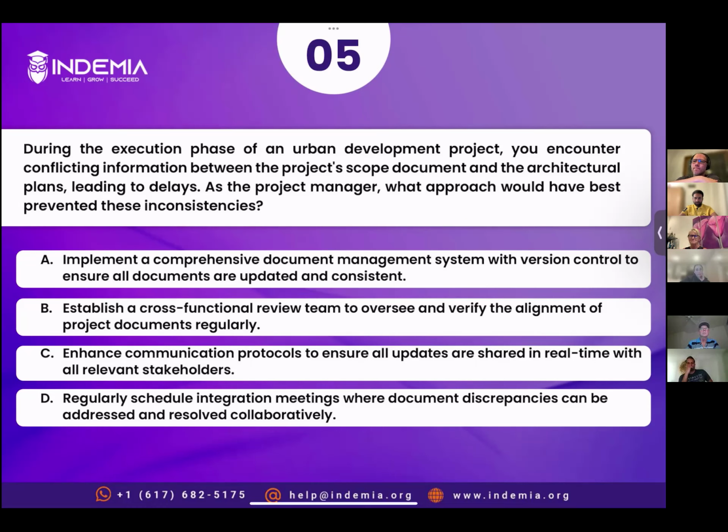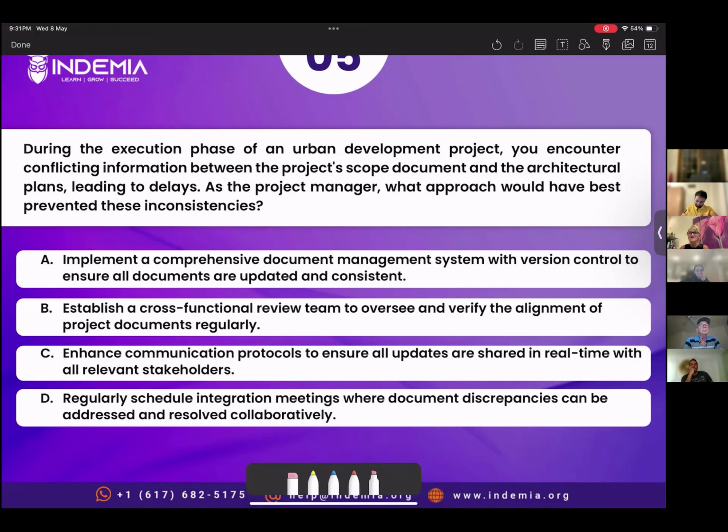Marta, you have chosen option A. Yeah, I chose option A because there are delays, and they're not able to manage the documentation, right? So option A says they should implement a comprehensive documentation management system with version control to ensure that all documents are updated and consistent so that they don't get these delays in place.